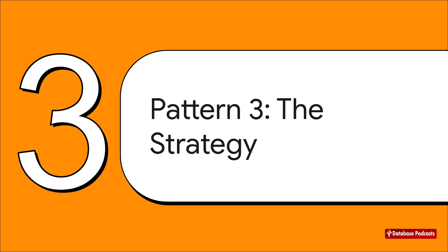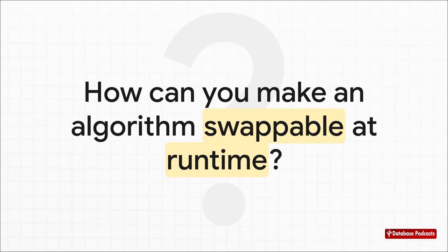Okay, on to our third and final behavioral pattern for today, the strategy pattern. This one is all about making your algorithms flexible and interchangeable. So imagine this. You have an object that needs to do something, maybe sort some data or run a calculation, but the exact way it should do that can change. You might need different sorting methods or different calculation rules depending on the situation. How do you manage that without writing a gigantic, messy if-else statement?